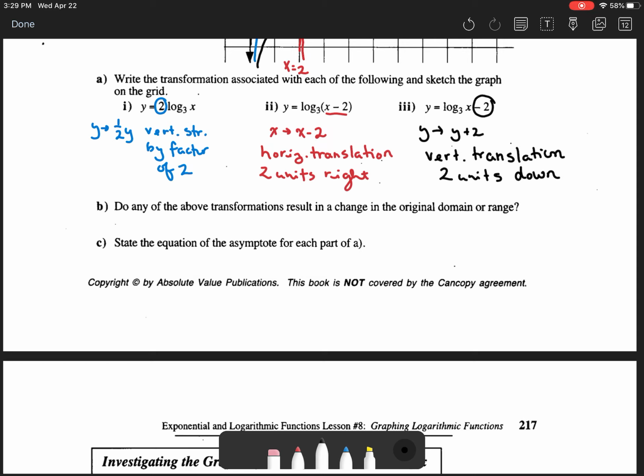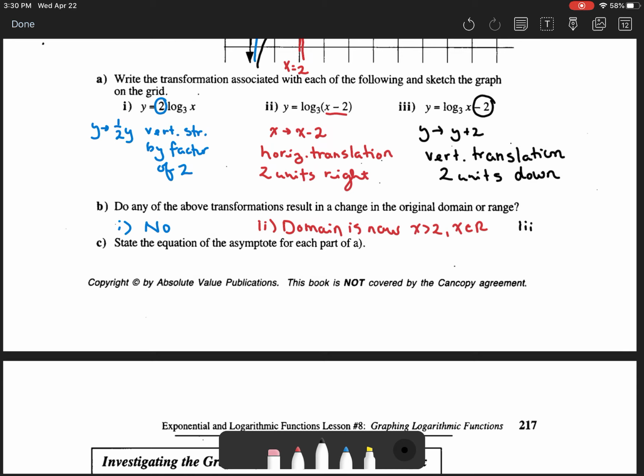Now, the question: do any of the above transformations result in a change in the original domain or range? So basically what they're asking here is, do any of the graphs, the blue, the red, or the black that I drew, change the original domain or range? Well, the blue one, no, there were no changes there. The red graph, there's going to be a change in the domain, isn't there?